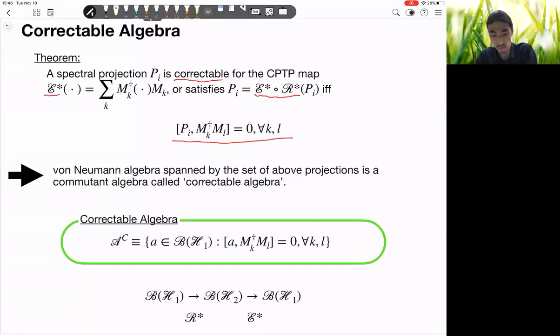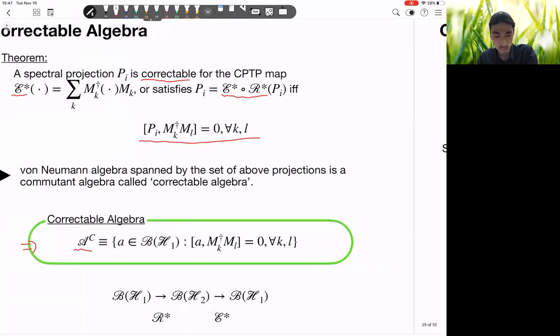And we do the same procedure to generate the algebra that is called correctable algebra. So the operators in correctable algebra are invariant under E star R star. So we can say this correctable algebra is immune to CPTP maps.